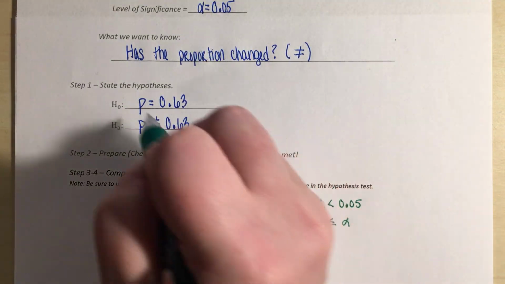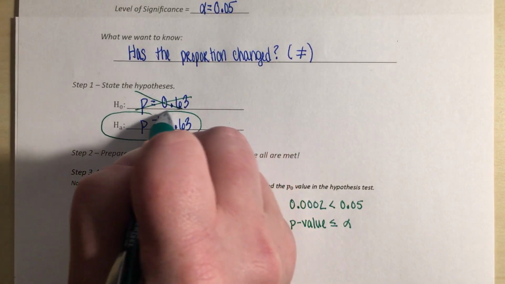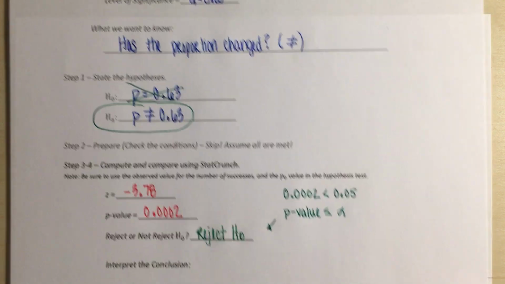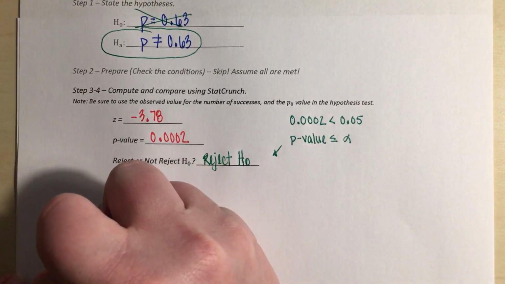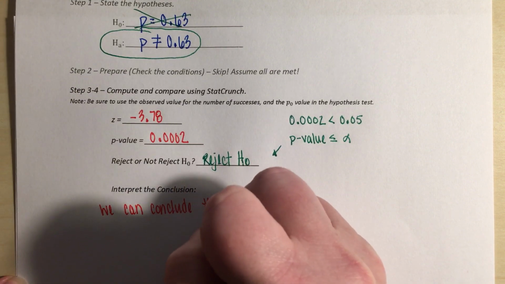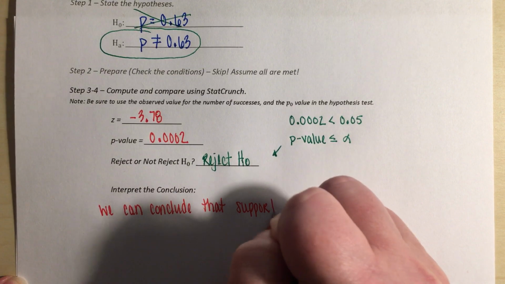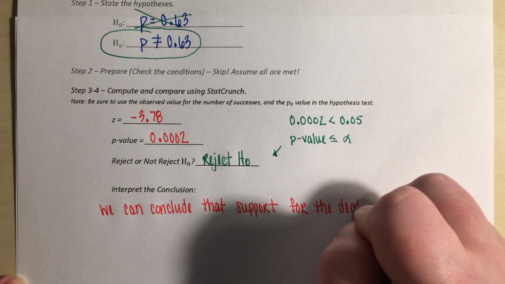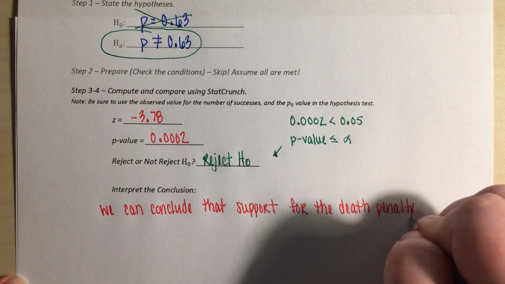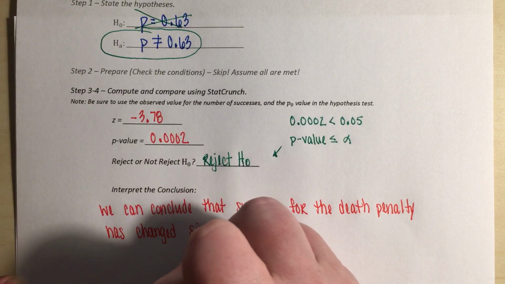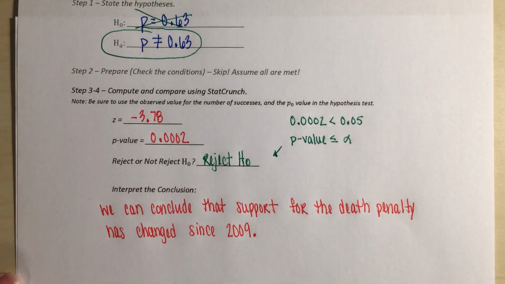So we're going to reject our null hypothesis, which means that we're going to conclude that our alternative hypothesis is the outcome. So we can conclude that support for the death penalty has changed since 2009. So there's the conclusion to our hypothesis test portion of the problem.